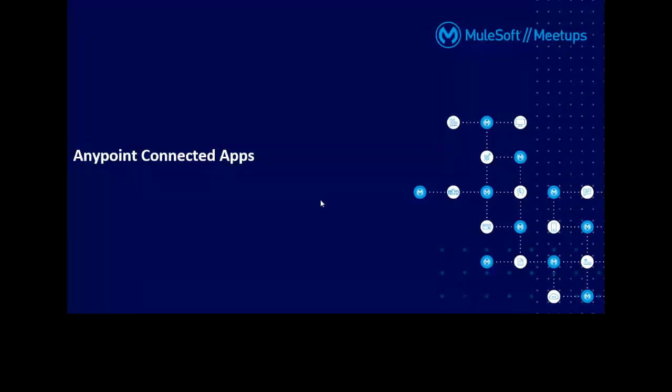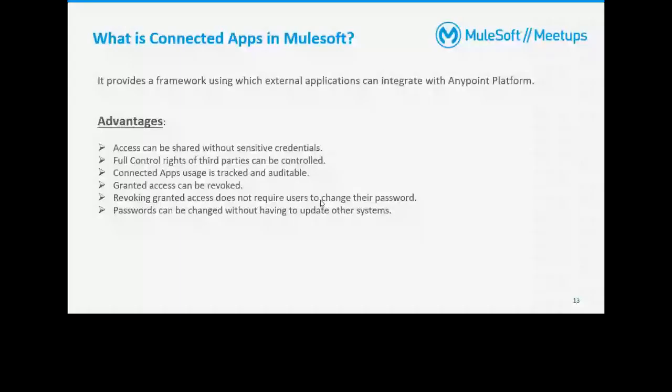Okay, so I'll just start with the topic. I'll start with the definition. Next slide, please. As you can see, the definition says that it provides a framework using which external applications can integrate with the Anypoint platform. Let us suppose that when we deploy the API, we have a username and password, which are the details we have as a user of the Anypoint platform, received from the administrator. Now, we want to provide access to some external applications. Directly, sensitive details we cannot provide.